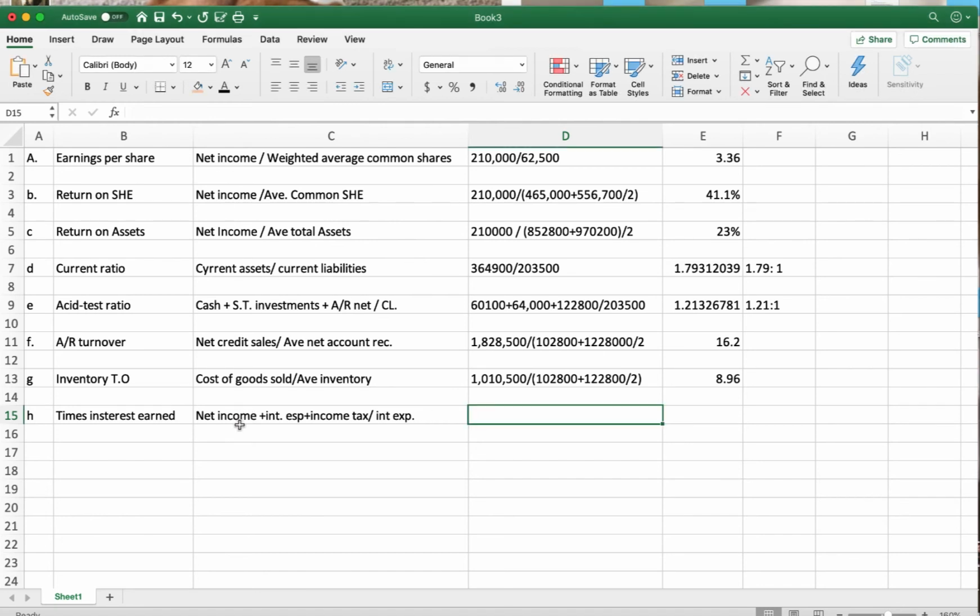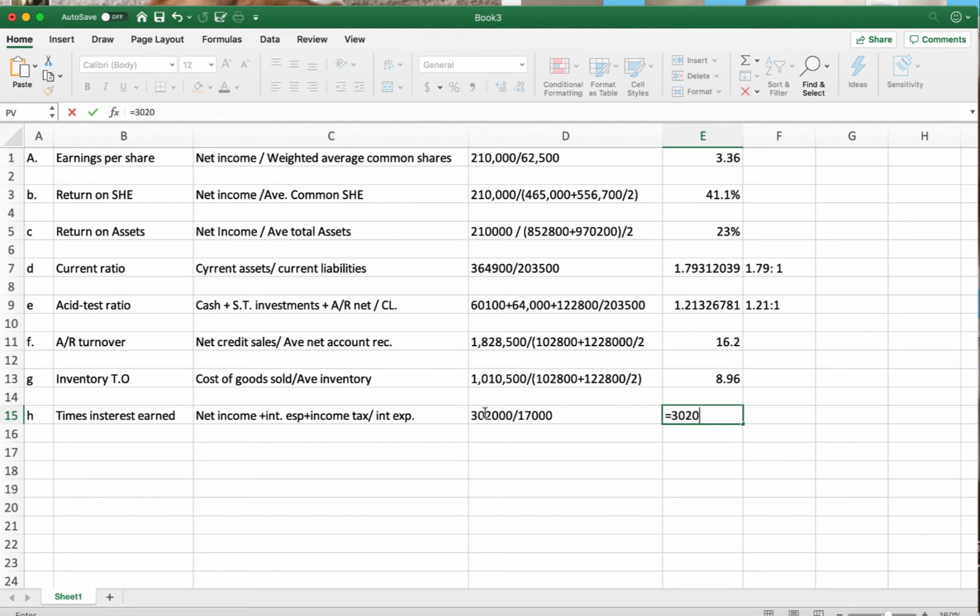This income, or earnings before interest and taxes, that's the same thing as income from operations. So we don't need to really calculate that. We're just going to take the $302,000 they give us, and then we're going to divide by our interest expense, which they tell us is $17,000. And if we run the numbers, 302,000 divided by 17,000.